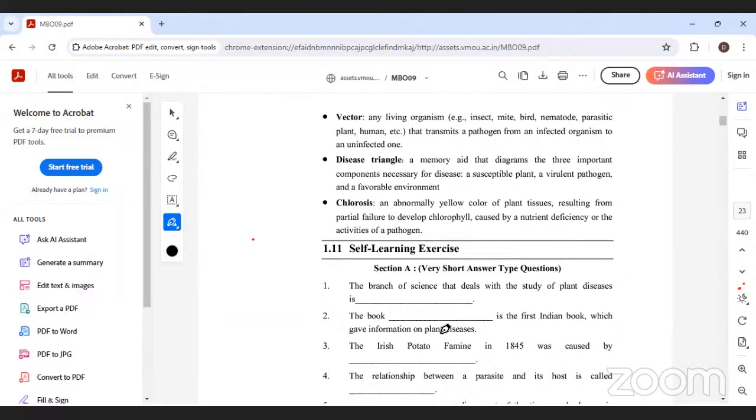Next one, chlorosis. Chlorosis is an abnormal yellow color of plant tissues resulting from partial failure to develop chlorophyll, caused by nutrient deficiency or activity of the pathogen.